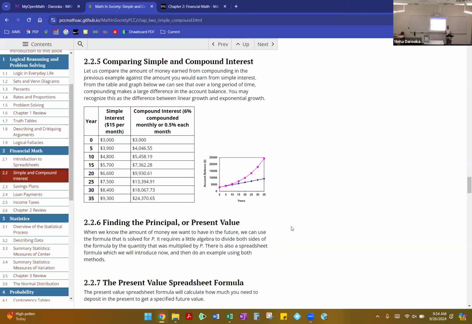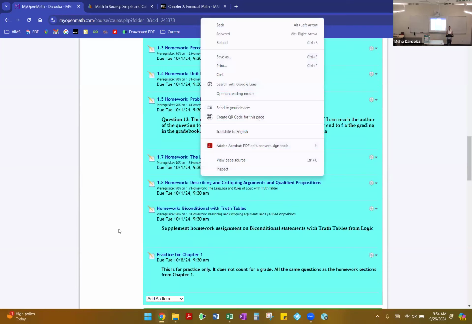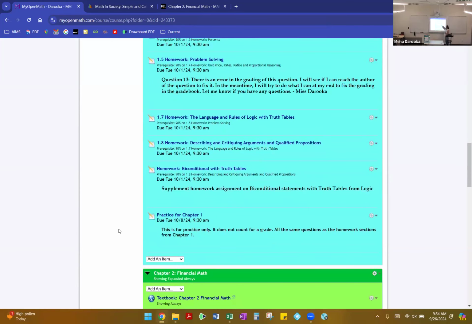I think biconditional with truth tables or something like that is the title on it, which I guess I should be able to show you. Yeah, so you will see it's the last homework under 1.8 for the biconditional. And then I did include a practice. So that way, if you're done with the homework and you've got that 90% or whatever your grade is, you can just leave it.